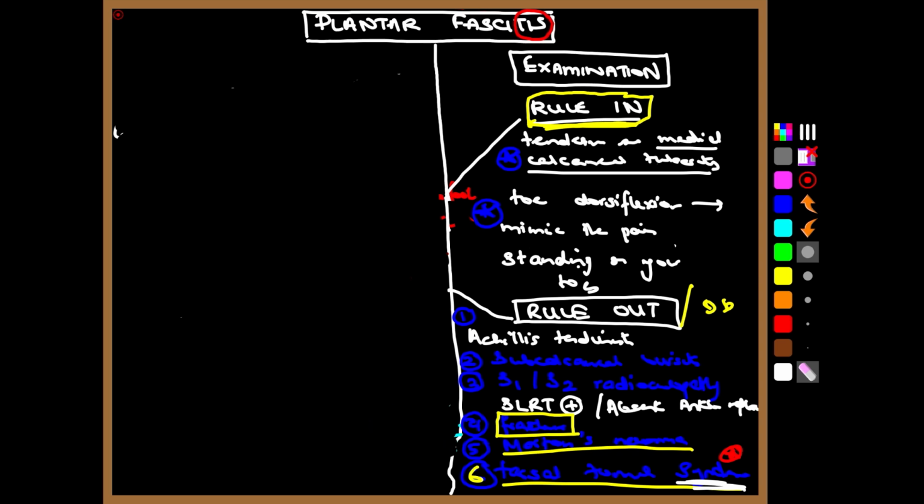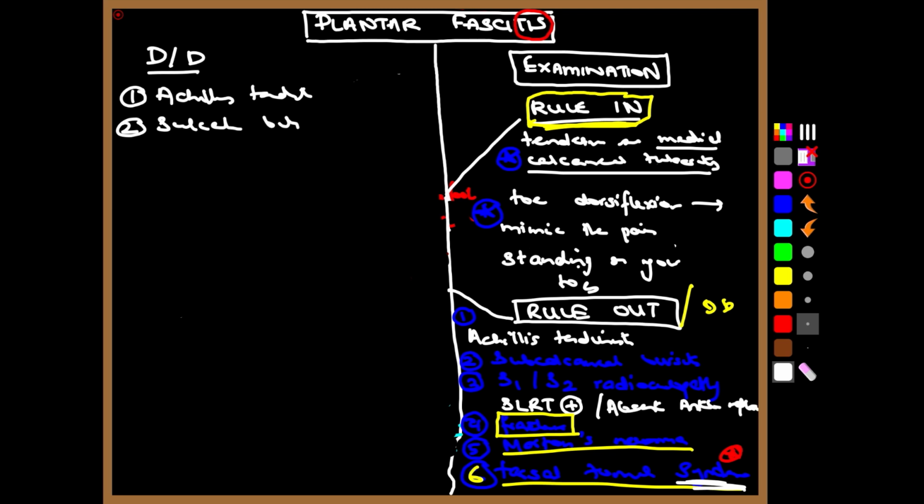Done. Now, just to recap, I know it's written on the other end of the board, but just to recap, we've done the differential diagnosis as well. So we've got Achilles tendonitis, we've got subcalcanean bursitis, we've got a fracture, we've got Morton's neuroma, and we've got radiculopathy, and we've got tarsal tunnel syndrome.